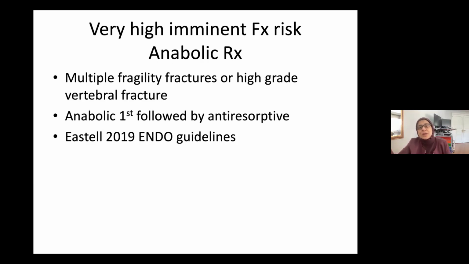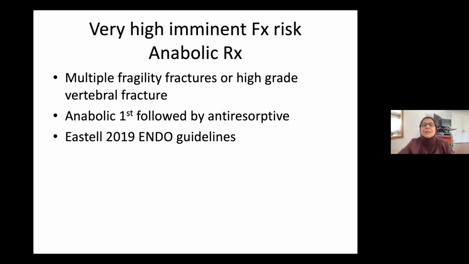Because we have data showing that if we use the anabolic agent up front, we have a greater impact on bone density than if we were to switch the order and use an anti-resorptive agent up front. If you use an anti-resorptive agent and then follow it with an anabolic agent, the impact on bone formation and bone density is attenuated. But if we use the anabolic agent up front, we have a better skeletal response. And this is what the Endocrine Society guidelines have recently recommended. And our Osteoporosis Canada guidelines are going to be coming out later this year.